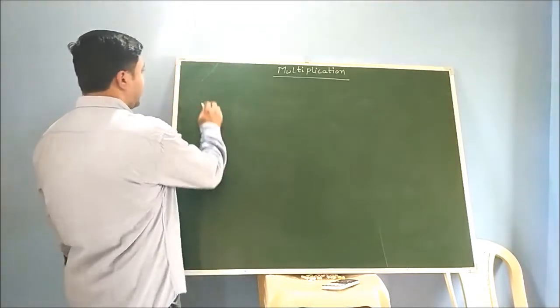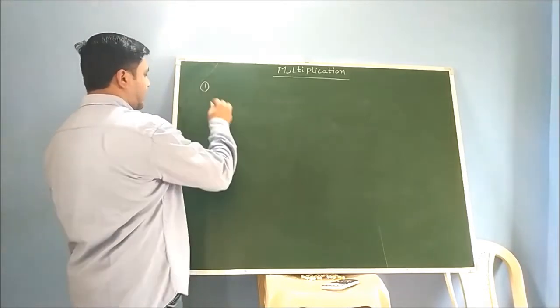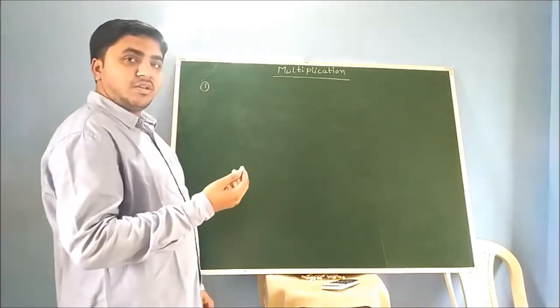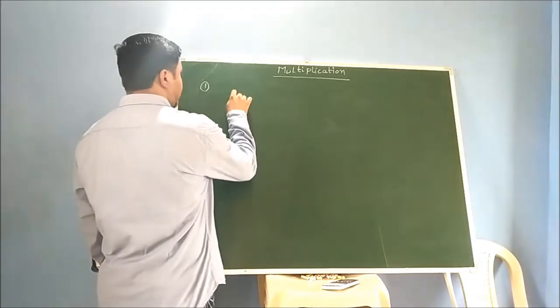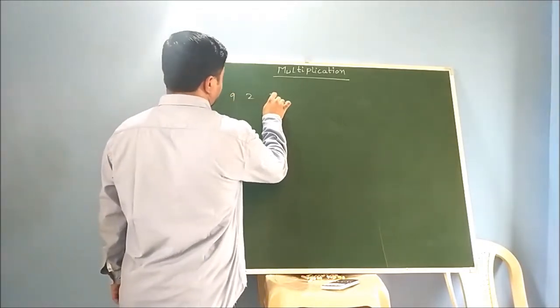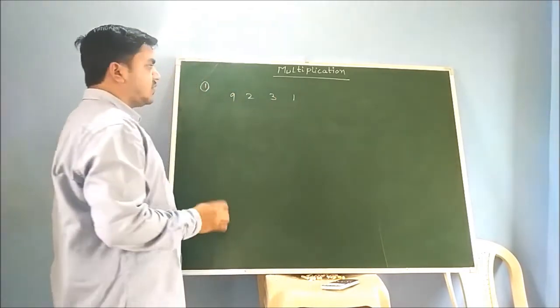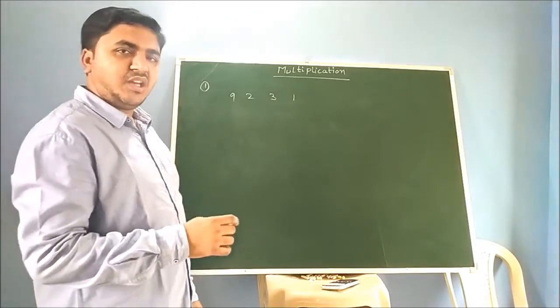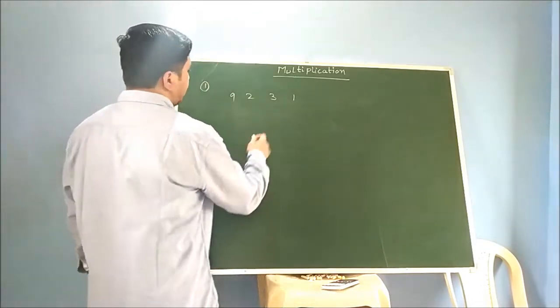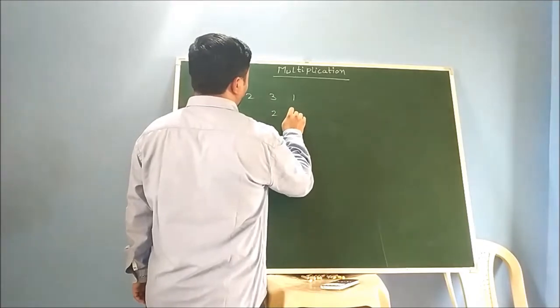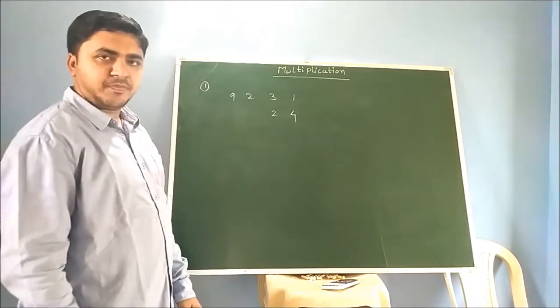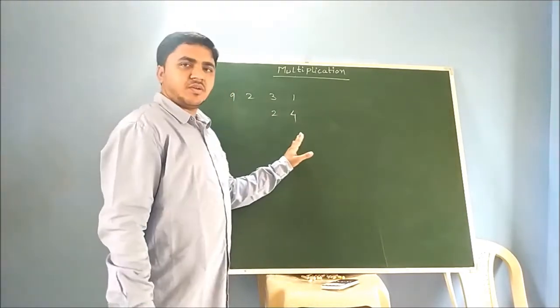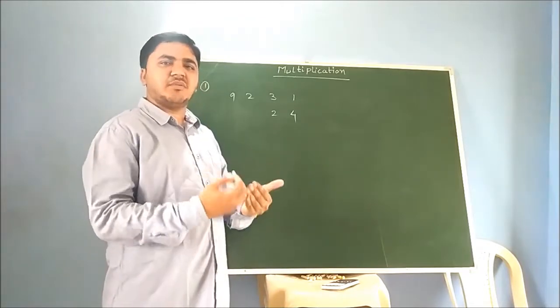Let's say you have a 4 digit number, 9231. With this 4 digit number you have to multiply a 2 digit number. Let's suppose 24 is the 2 digit number we have to multiply it with. This multiplication can also be done in the same manner.